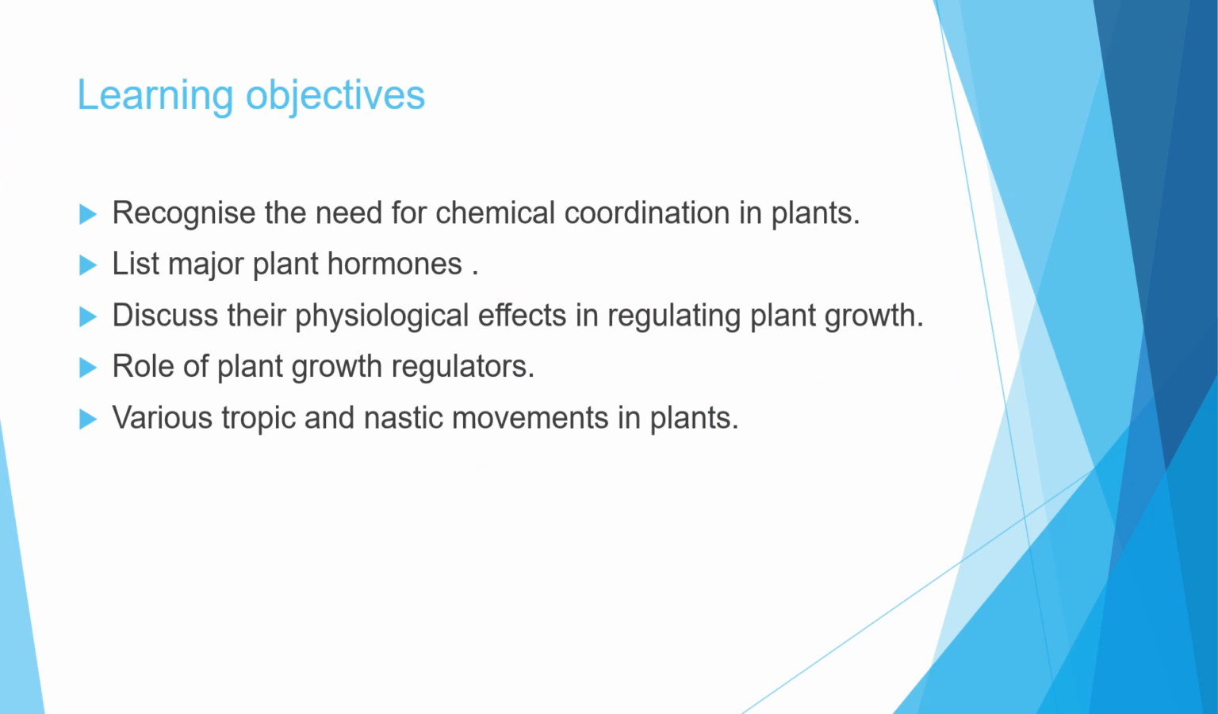Now let us see what the learning objectives of today's lesson are. We are going to recognize the need for chemical coordination in plants. We are going to list the major hormones in plants, the phytohormones. We are discussing their roles in regulating plant growth, and the role of plant growth regulators as well as inhibitors. The plant growth regulators have been divided into two, the plant growth promoters and the plant growth inhibitors. We will discuss both in today's episode.